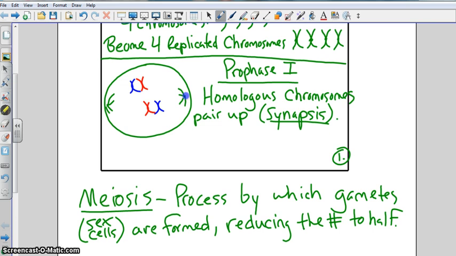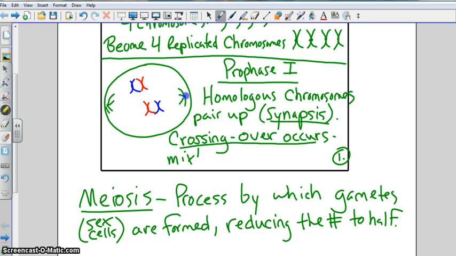How many chromosomes we got per cell? Right now? 4. Okay. During prophase 1, there's a thing that happens called crossing over, and we're going to talk about that in more detail later. So right now, we're just going to write down that it happens here. Crossing over occurs. And I guess if we want to define it, we can say this is when there is a mixture of mom and dad's chromosomes.